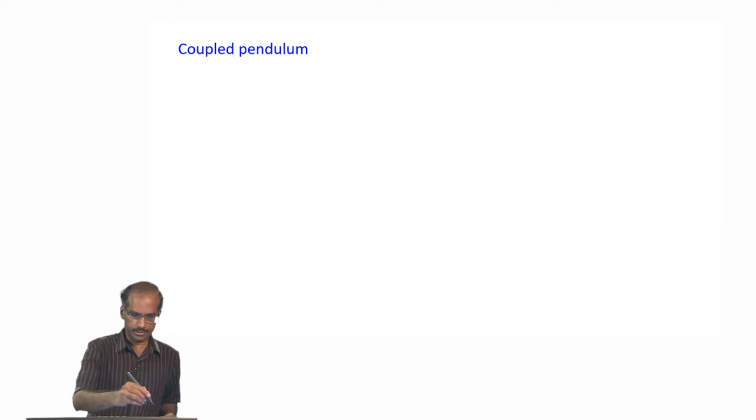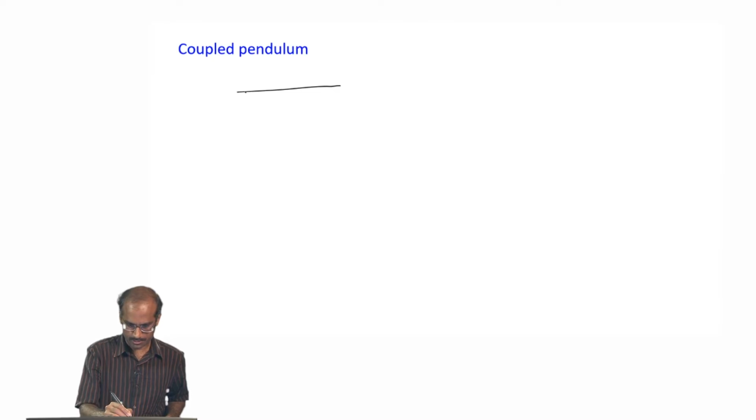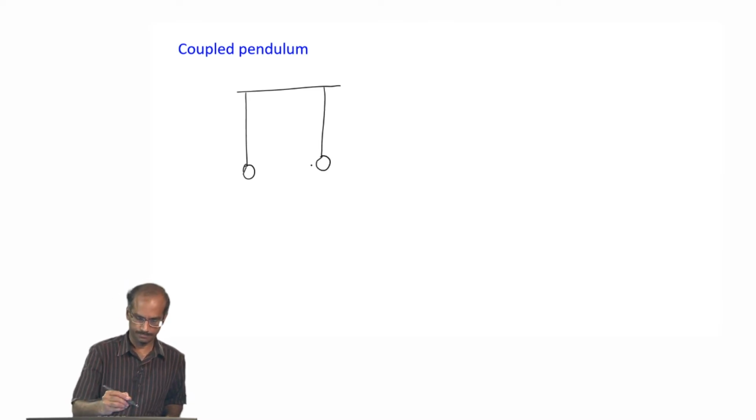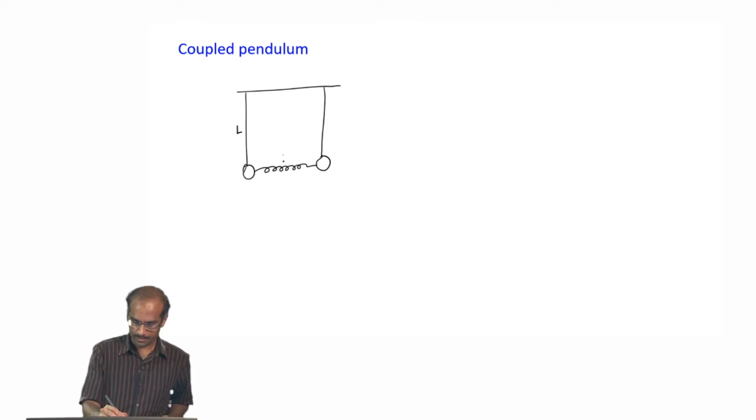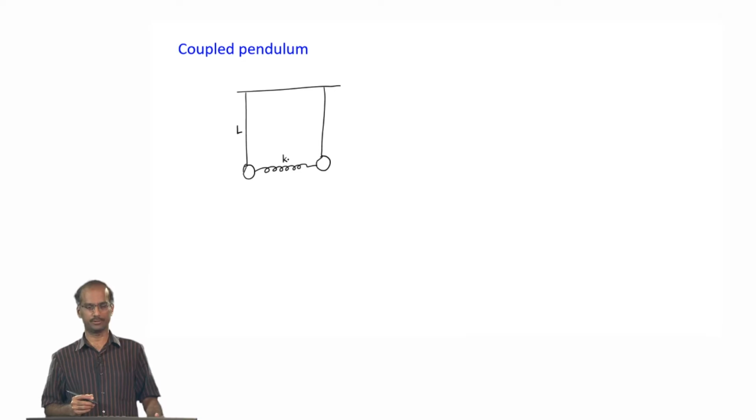So, here is what I plan to do. Let us say that I have one pendulum here, another pendulum here, and I am going to couple these two pendula through a spring, and we shall assume that capital L is the length of the string here and m is the mass of these bobs that you see here, and k is the spring constant for the spring.